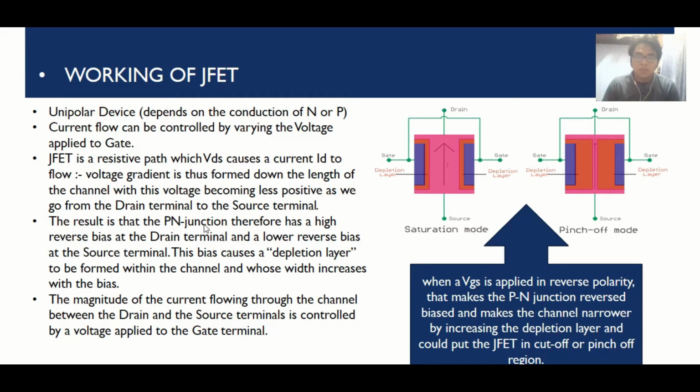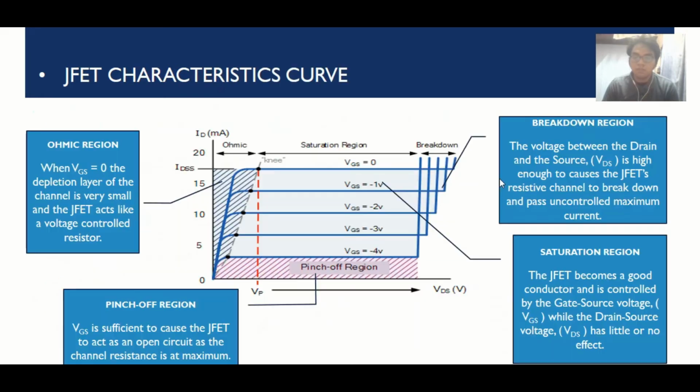The result is that the PN junction therefore has a high reverse bias at the drain terminal and lower reverse bias at source terminal. This bias causes the depletion layer to be formed within the channel and whose width increases with the bias. The magnitude of the current flowing to the channel between the drain and source terminal is controlled by a voltage applied to the gate terminal. When a VGS is applied in reverse polarity, that makes the PN junction reverse biased and makes the channel narrower by increasing the depletion layer, and could put the JFET in cut off or pinch off mode.